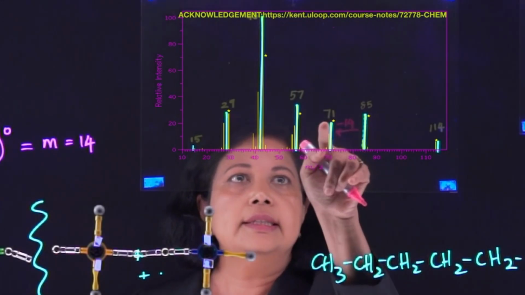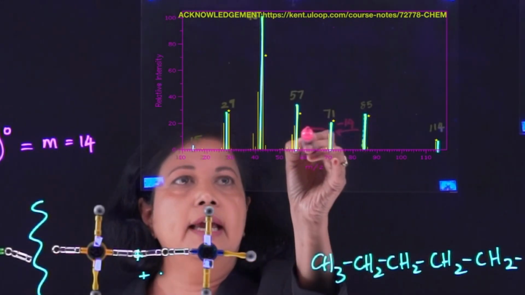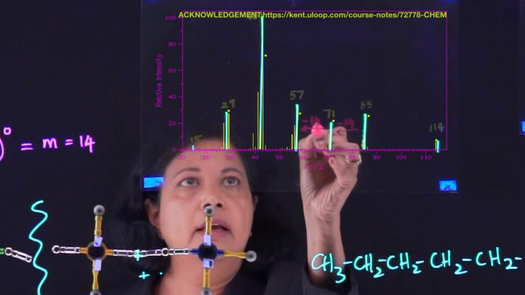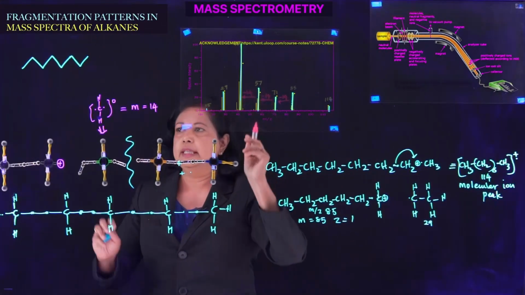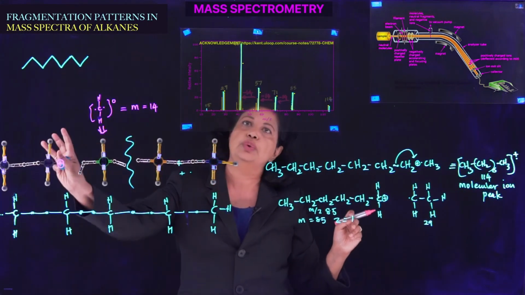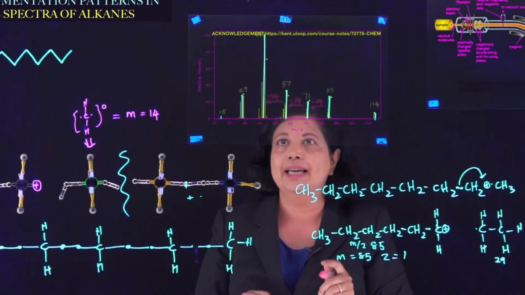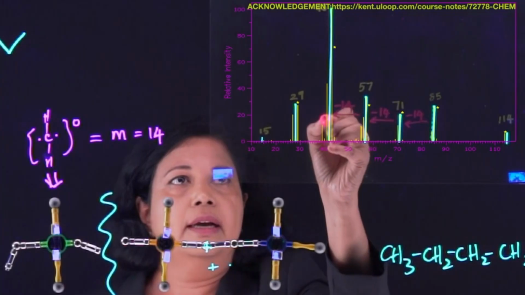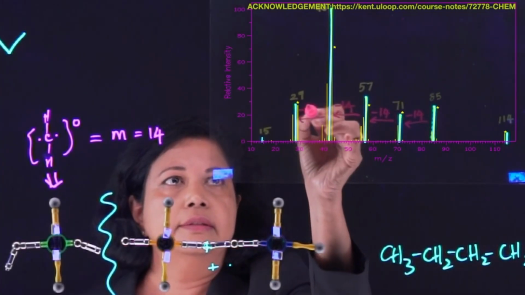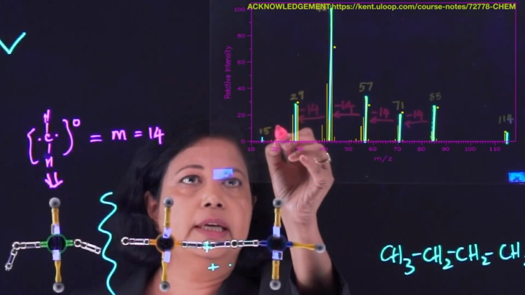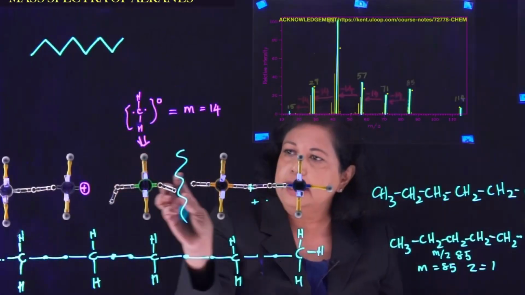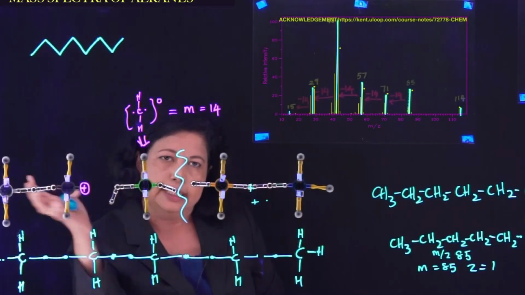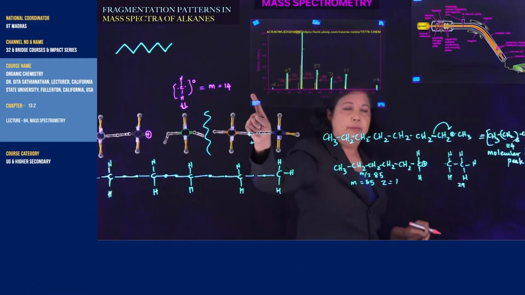If you take the difference here, you will notice 85 minus 71 is 14. 71 minus 57, another 14. 57 minus 43, another 14. Every single time you can think of a CH2 coming out. 43 minus 29, another 14. And 29 minus 15, another 14. So you can think of these CH2 units just unraveling and giving you these fragments.